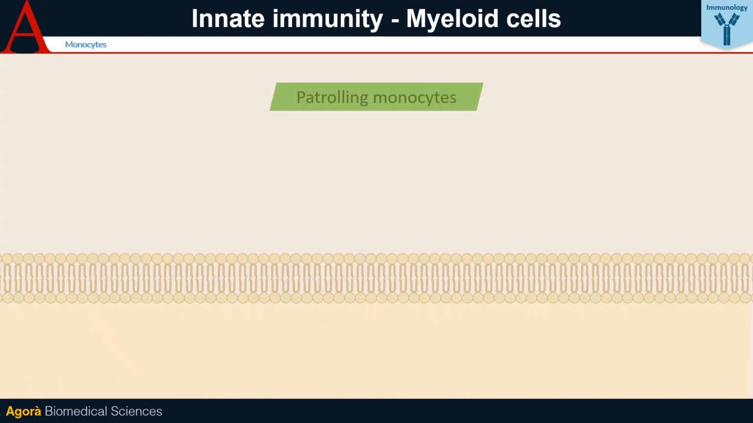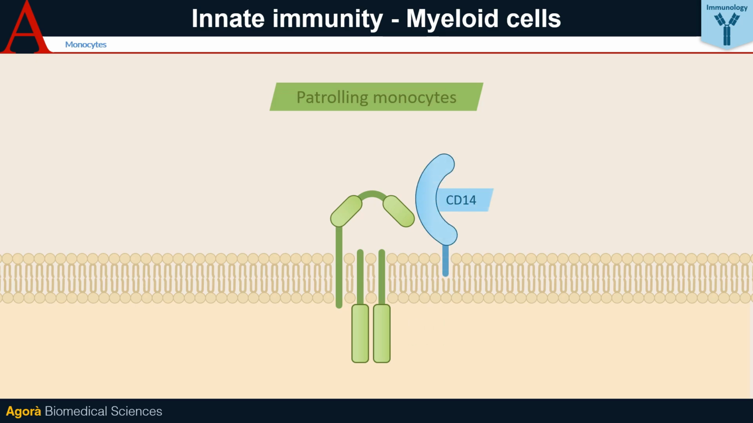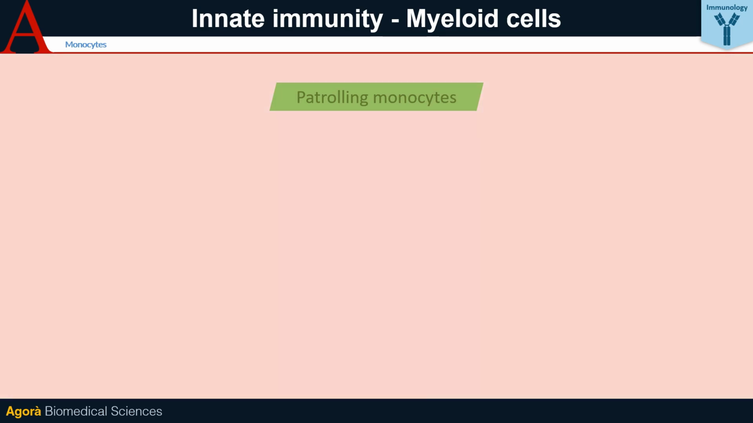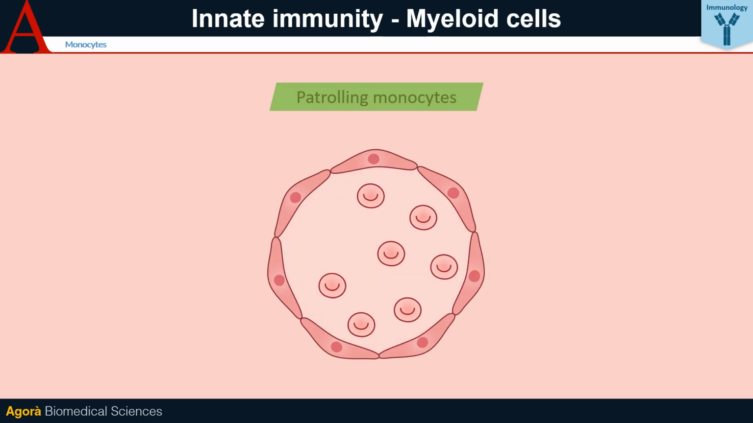Patrolling or surveillance monocytes, which make up the other 10% and express CD14 and CD16, which is the receptor for the Fc fragment of immunoglobulins. They mostly remain attached to endothelial cells, do not go into the tissues, and do not differentiate into macrophages. They should be responsible for watching for possible damage to the endothelium.